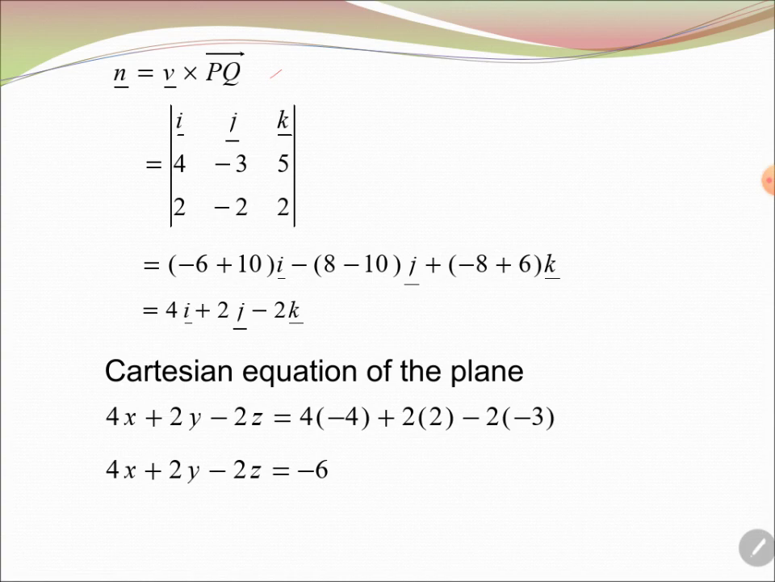Okay, so we can simplify this equation by dividing by 2. So we have 2x plus y minus z equal to negative 3.